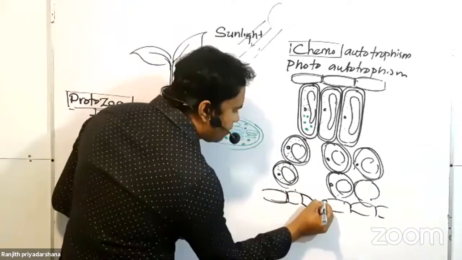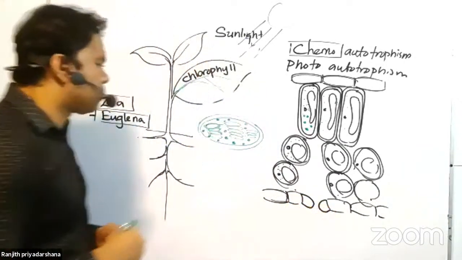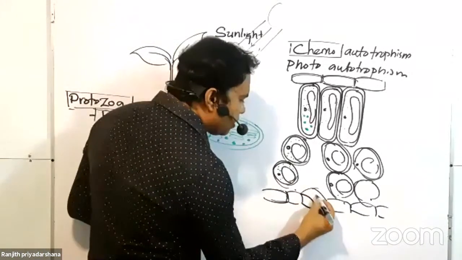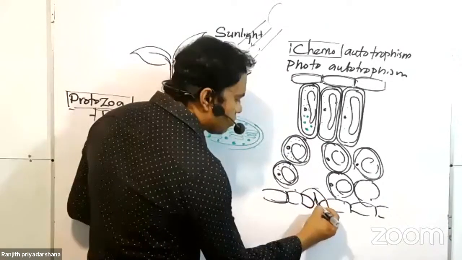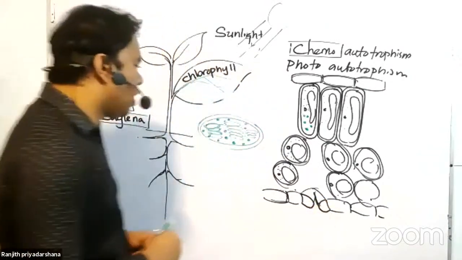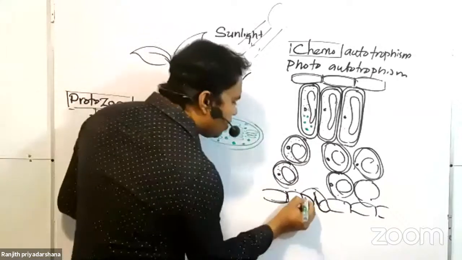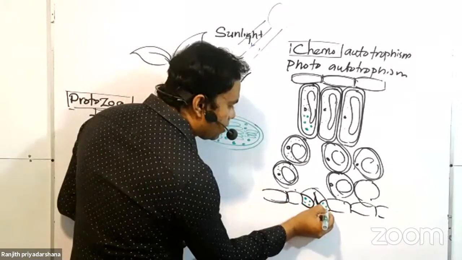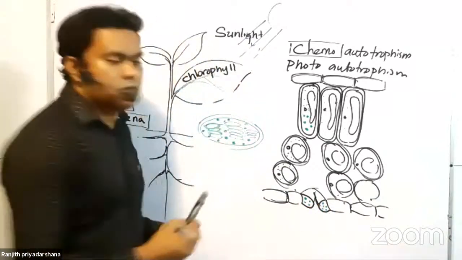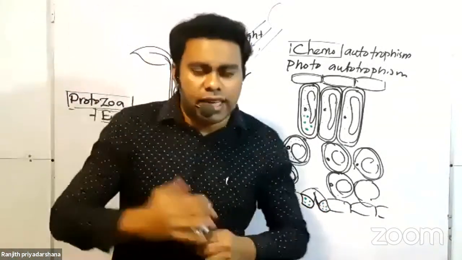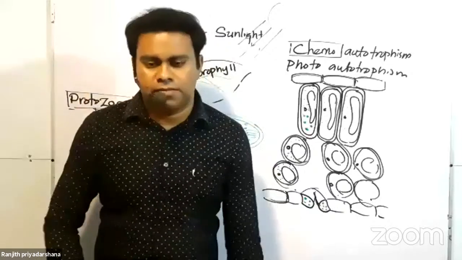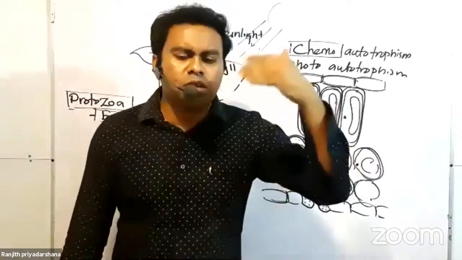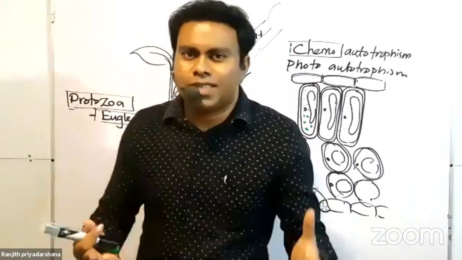Yes, you can observe here guard cells. If I draw the 3D view of that, it's like this, guard cells. They also have chlorophyll pigments inside the chloroplasts. Usually chlorophyll pigments exist inside the chloroplast. But there are some instances where chlorophyll pigments just exist in the cytoplasm.